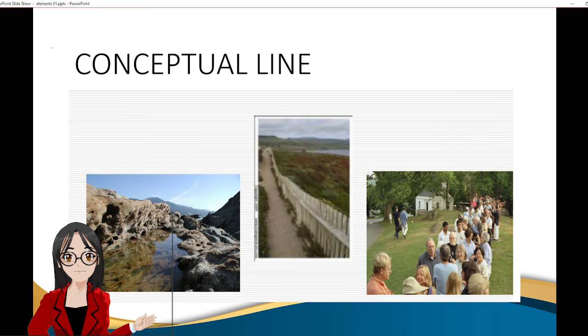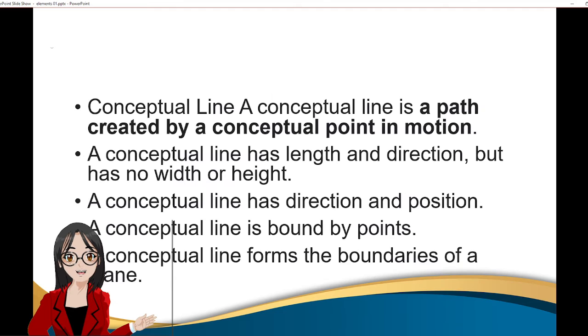So, here, we have an illustration of example of conceptual line. Diba? So, kung titingnan natin sa point of view natin, makikita naman natin dito. So, for example, sa mga landscape na to, asan yung pinaka-conceptual line ng landscape. Ito rin, meron din tayo, tawag dito, railroad. And then, yung conceptual line nung pila ng mga tao. So, makikita natin yan. Diba? So, meron na tayong pattern. So, a conceptual line is a path created by conceptual point in motion.